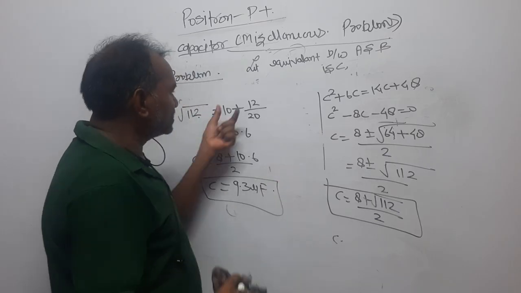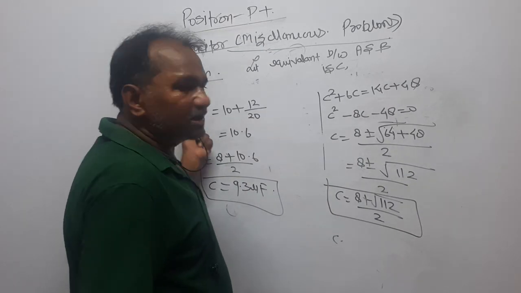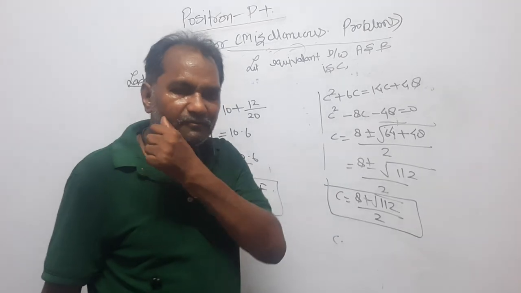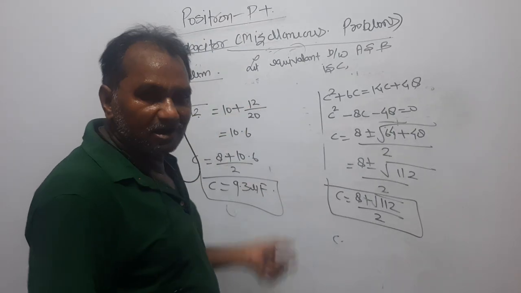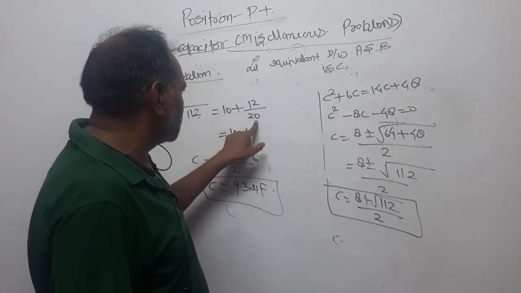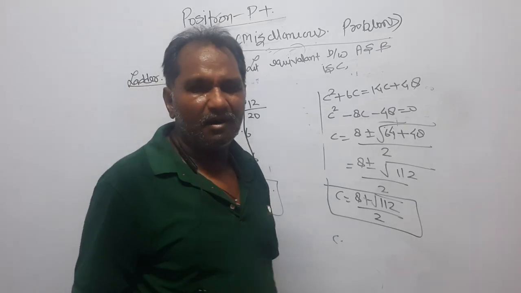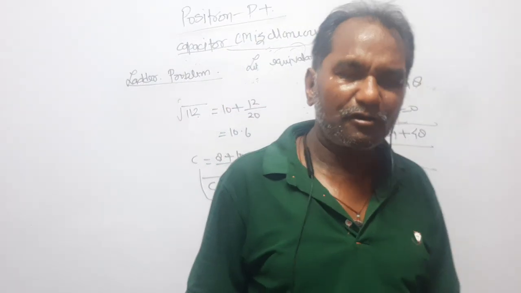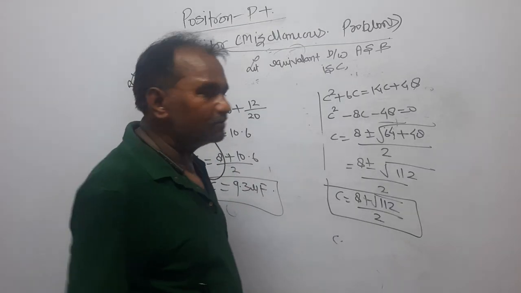Dear student, you might ask how I solved this. Root 112: 100 is a perfect square, so I have written here 10 plus 12 as the remainder, so 12 divided by 2 times of it, so it becomes 10.6. It gives you a near approximately accurate value. So C is equal to 9.3 microfarad.